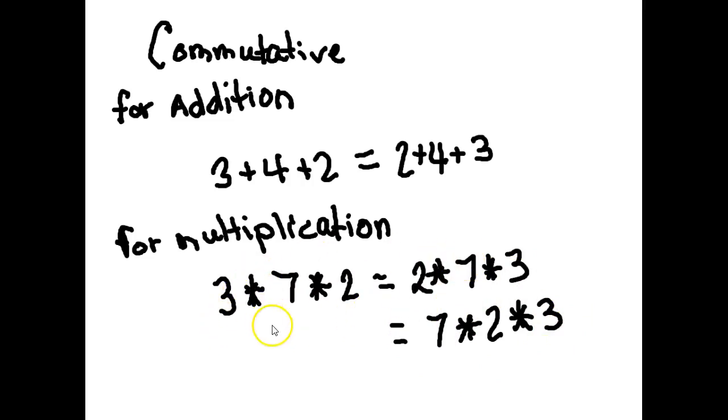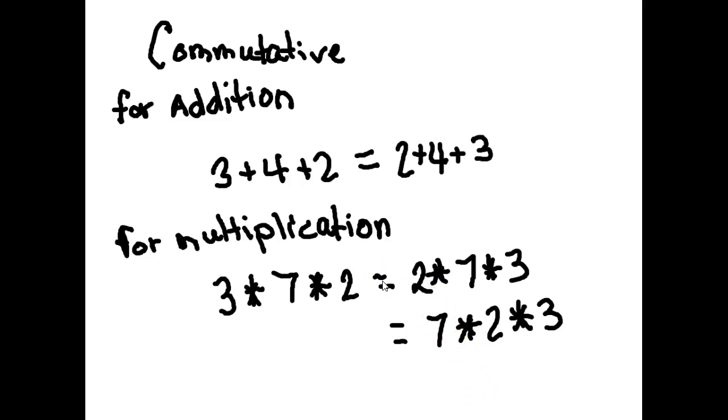As long as it's moving around and you don't have an addition or subtraction in there for the multiplication, or in the addition you don't have a multiplication or division going on, then you're fine for the commutative property. So that is our commutative property.